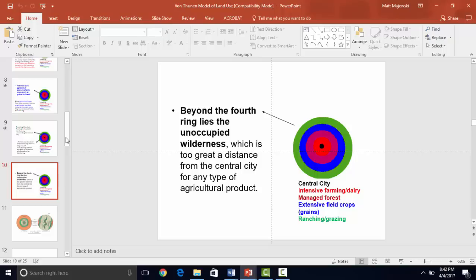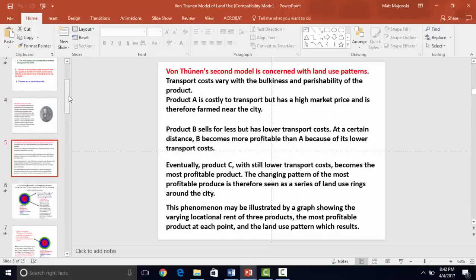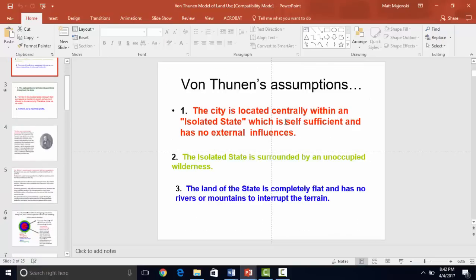The assumptions of von Thunen's model. Boy, he has a lot of them. Let's go to these assumptions because this is really where it starts. Remember, he assumes that the city is located centrally in an isolated state that's not connected to any others. We know that there are really no states in the world that are like that. He argues it's completely self-sufficient. It has no external influences. It has no interaction or relation with any other outside state. That's, again, an assumption that really doesn't exist very much in modern society.